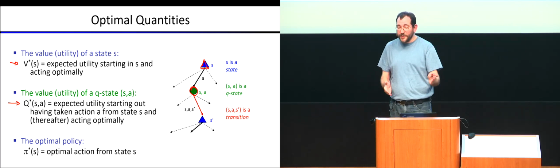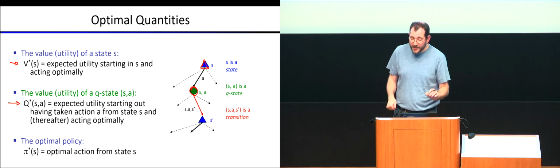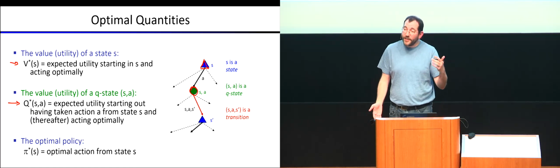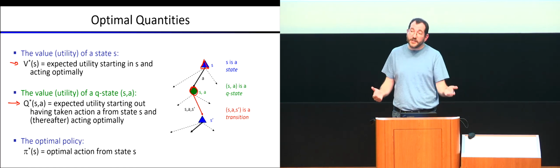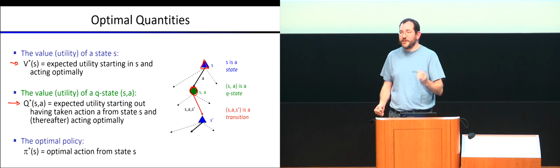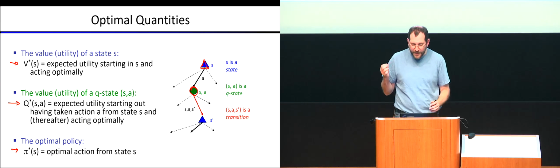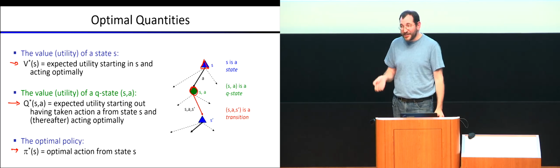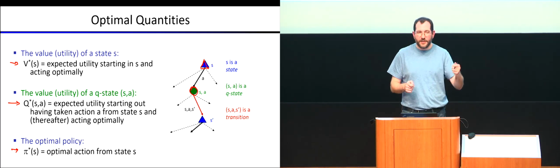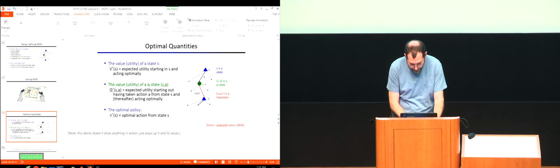Q states have values. You're in this state and you're performing this action. The value of that Q state is the expected utility of starting out having taken action A from state S and acting optimally thereafter. In the same way that there are some states that are good and some states that are bad, there are some Q states that are good and there are some Q states that are bad. Their values have to do with what will happen if from that state and Q state you act optimally in the future. There's then an optimal policy. Pi is a policy, pi star is an optimal policy, pi star of S is the action recommended by this optimal policy from state S, and it'll be something like, in this state, go north. Okay? So let's take a look at these in grid world.